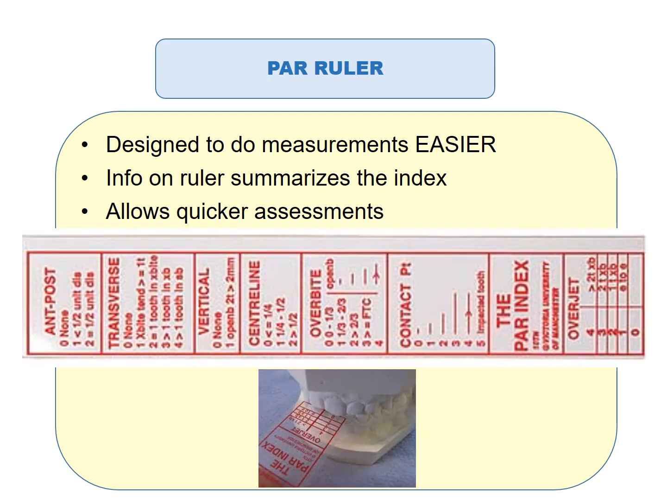Now, there is such a thing called a PAR ruler. It is designed to make the measurements easier, and there's information on the ruler which summarizes the index, which allows for quicker assessments. Okay, now please take note that some of these measurements, for example, like this overjet, contact point and the overbite, now this is the score and not the actual measurement. So this ruler is placed against the study models and it directly reads the score and not the actual overjet measurement.